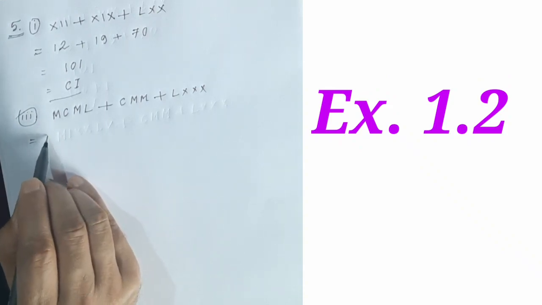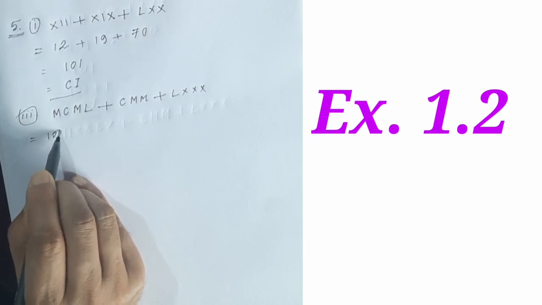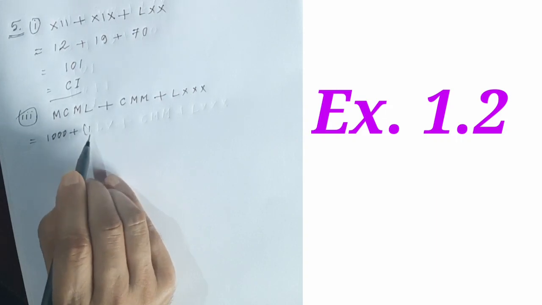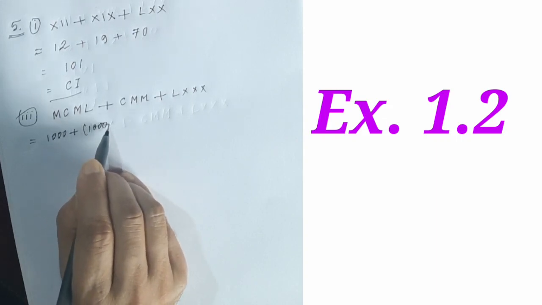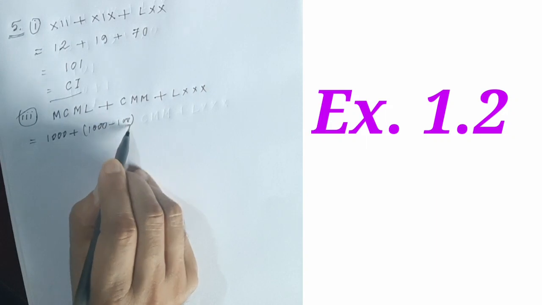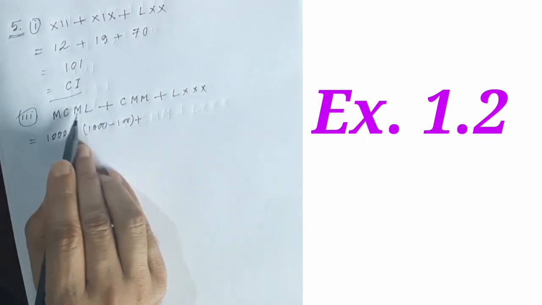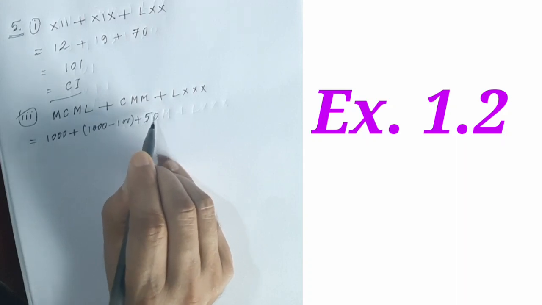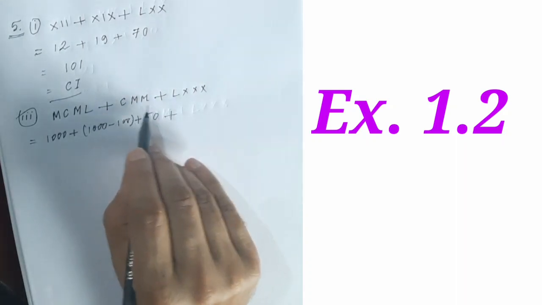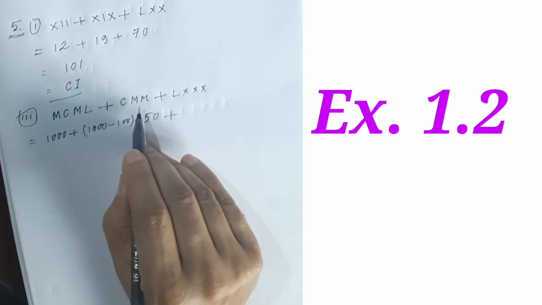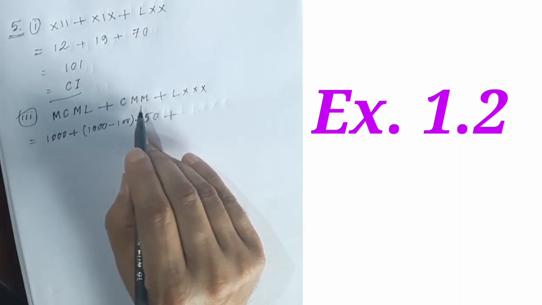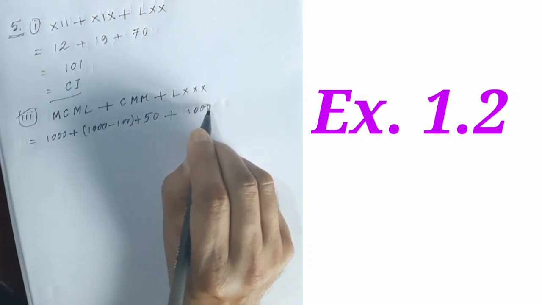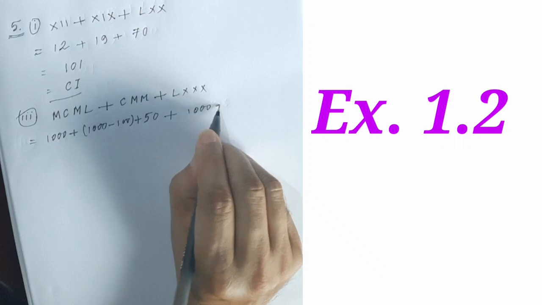You check, I will expand it, no problem. 1000 plus this is 1000 minus 100, and then plus L is 50. Okay. Plus next CMM. How can you write CMM? CMM is also 1900. How is it? This one is 1000. Okay, then minus 100.